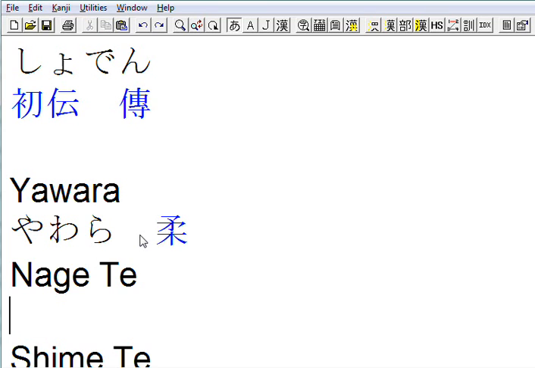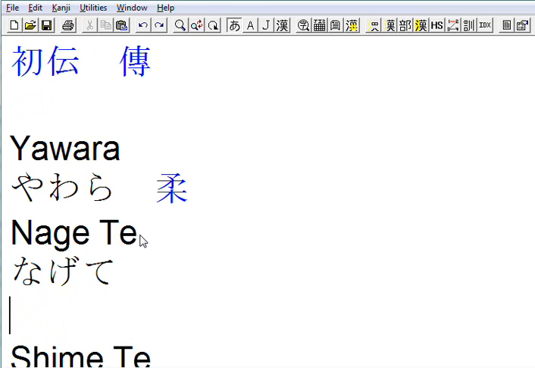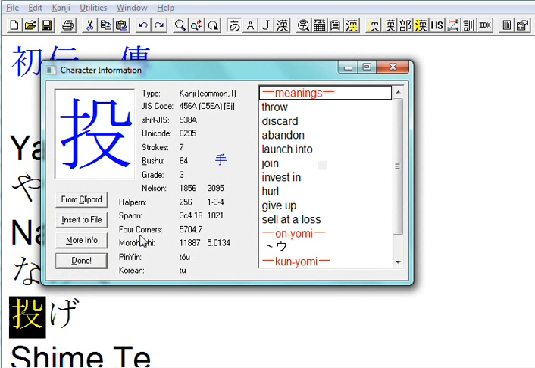Okay, and then the next board that you learn is the nagete, and so nage. Let's, before I do that, write it out in hiragana. Nagete, and that looks like this. Nage. I'll just use nage, and that is the character for nage right there. And I'm going to leave this on for a reason, and you'll see here in a second. When I show you this character, it says to throw or discard or abandon or launch into, hurl.